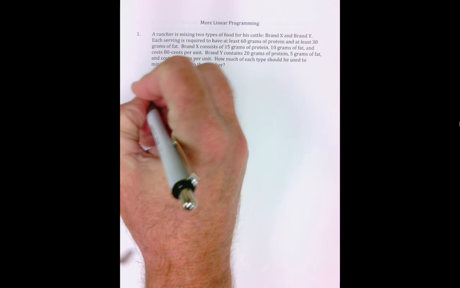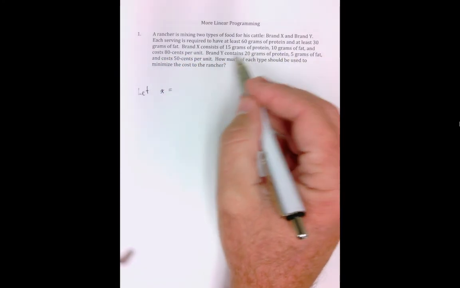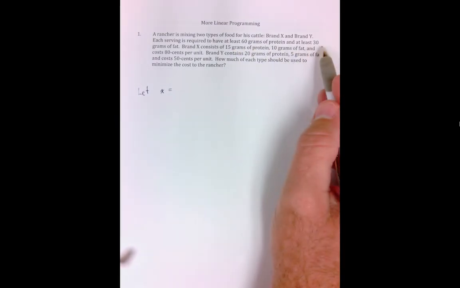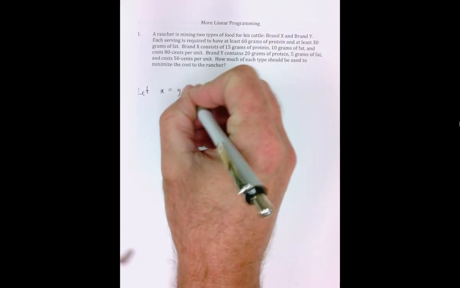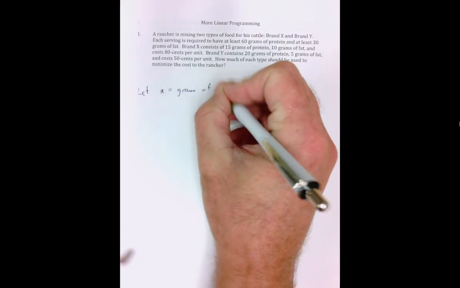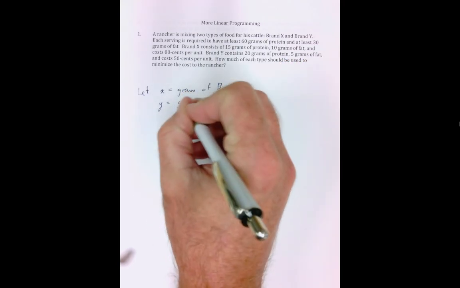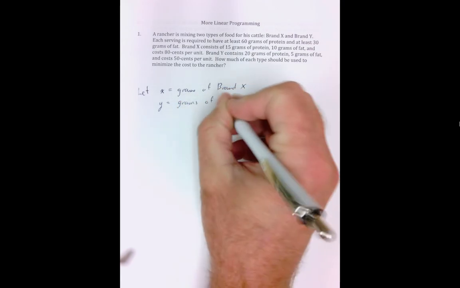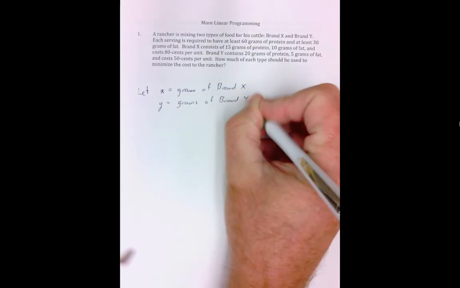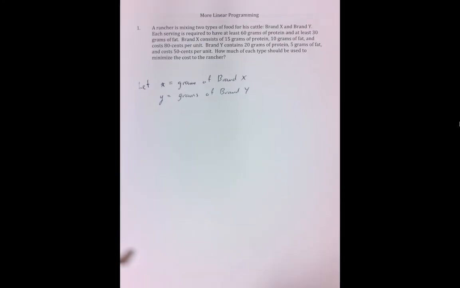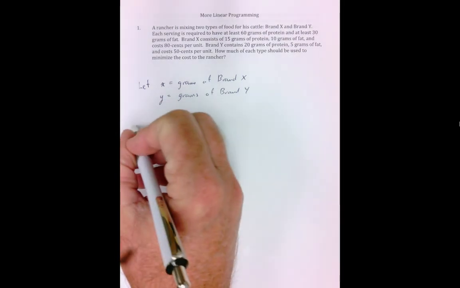So I'm going to let X be the, what are we doing here? We're talking about grams. So grams of brand X, and I'm going to let Y be grams of brand Y. So once I work this problem and I get down here where I've got my answer, I'll know what my numbers stand for.